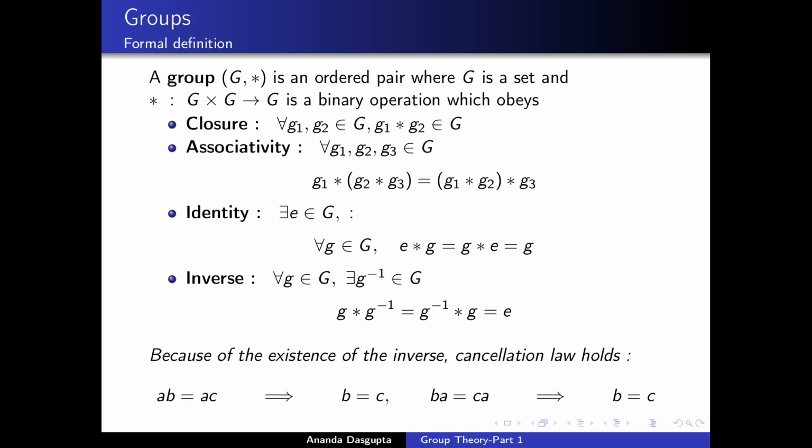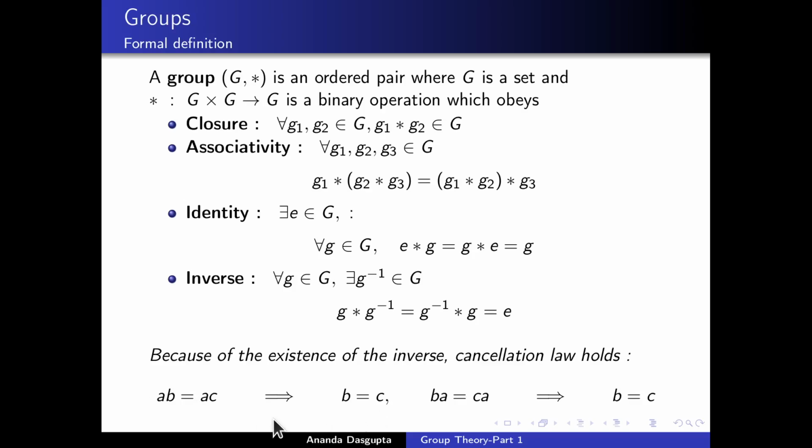And one very important result, because the inverse exists for every element, is the cancellation law, which means that if AB equals AC, where A is some given element of the group, because A inverse exists, I can hit this with A inverse on the left of both sides, and then I will immediately get B equal to C.